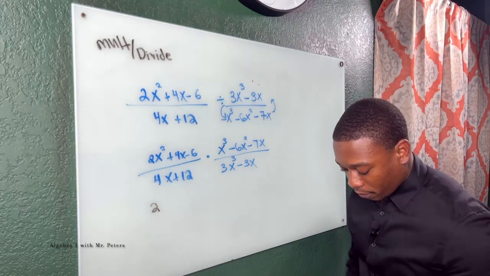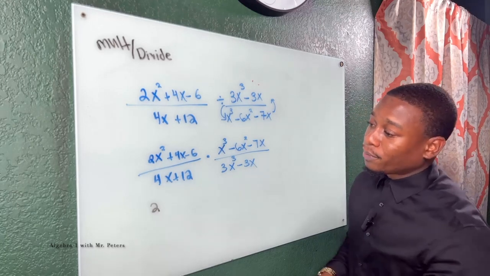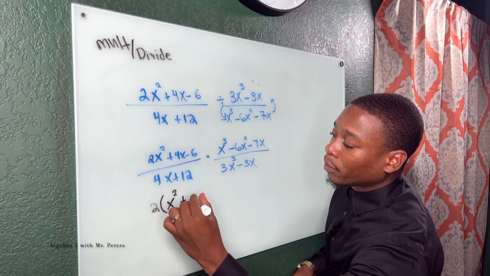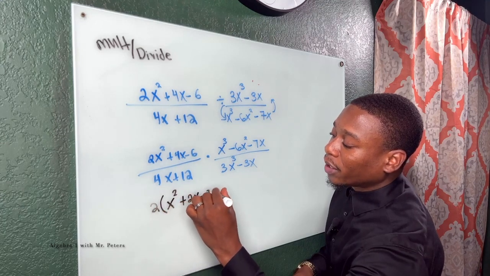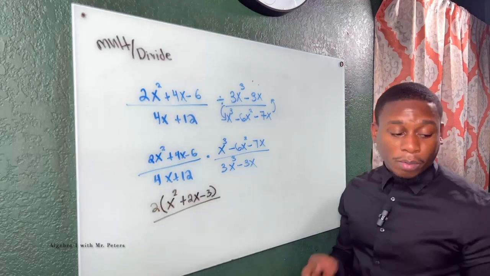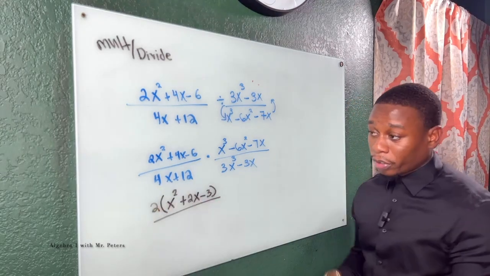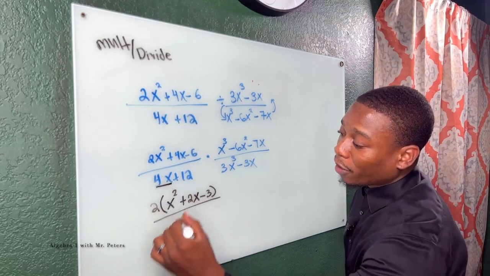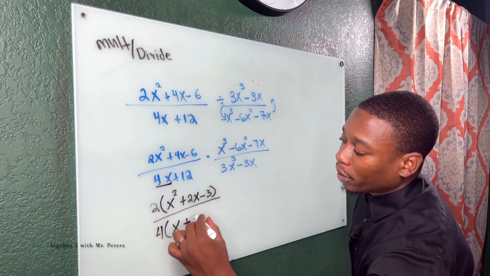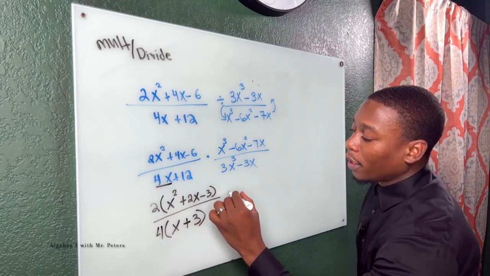Okay, so when I pull this 2 out, what I'm left with is x squared plus 2x minus 3 all over, and I'm going to do the same thing here. I'm going to pull a GCF of 4. So if I divide this by 4, all we're left with is x plus 3. Then I'll go on to the other side.